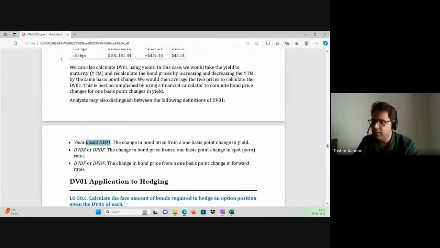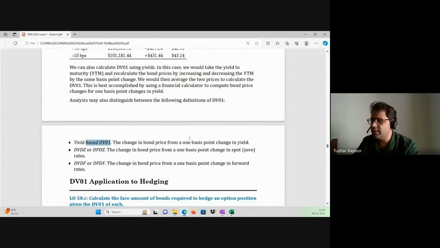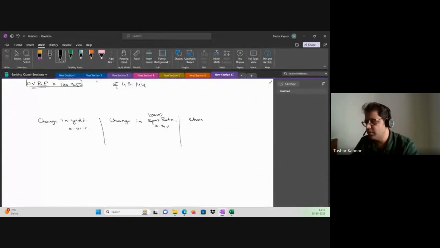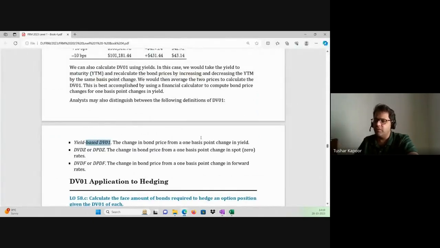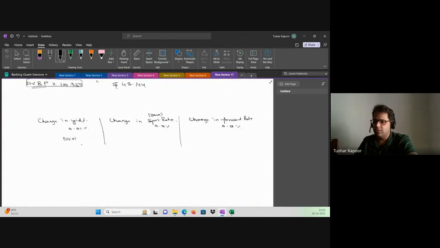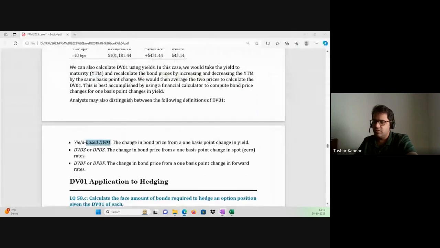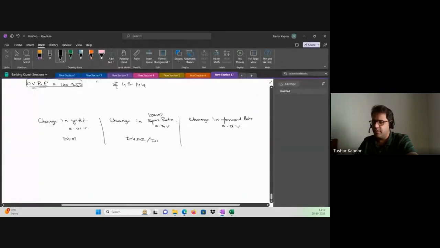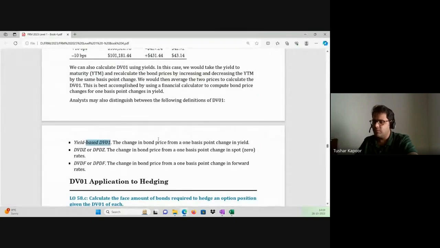Right? Here we're talking about yield. Change in zero rate, spot rate or a zero rate is what we are focusing on. And the third one is price and forward rate, change in forward rate by 0.01%. Essentially, all three of them are talking about similar kind of a curve. We will call it yield-based DV01. We'll call this DVDZ, dollar price with respect to the zero rate. And this one is DPDF.